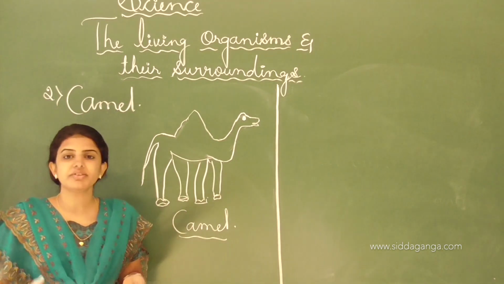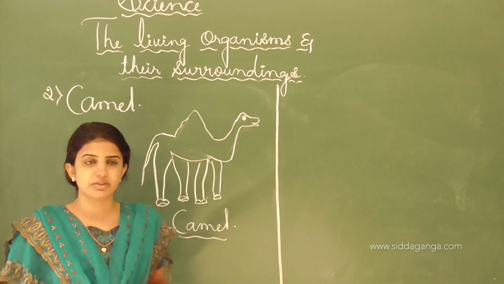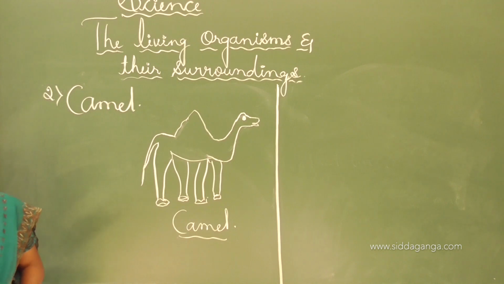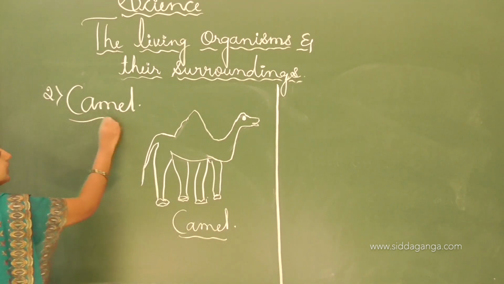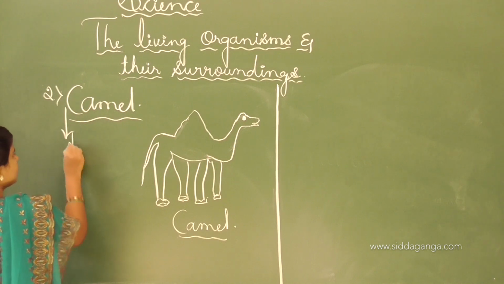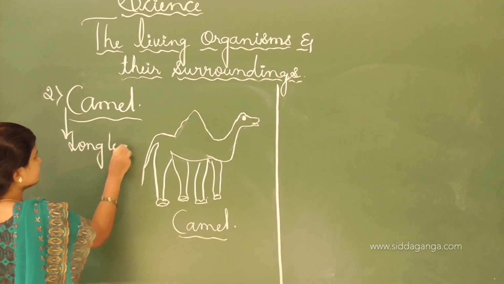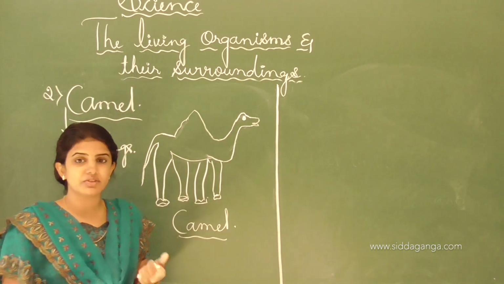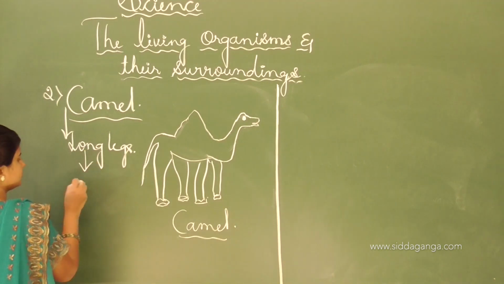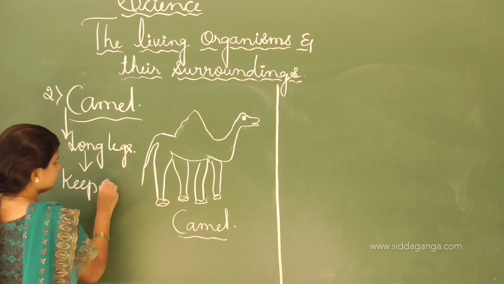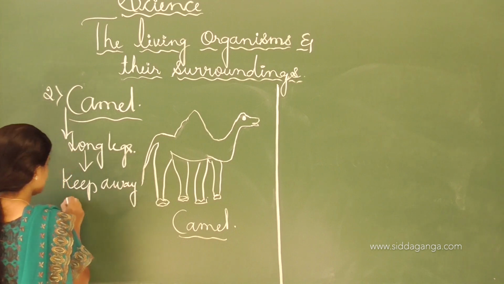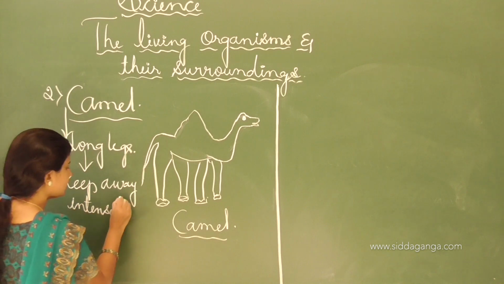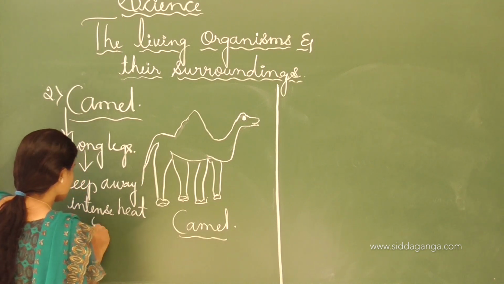See, the body structure of the camel helps this camel to survive in the desert region. And it has long legs. See, camel having long legs which help them to keep away from the intense heat of the sand.